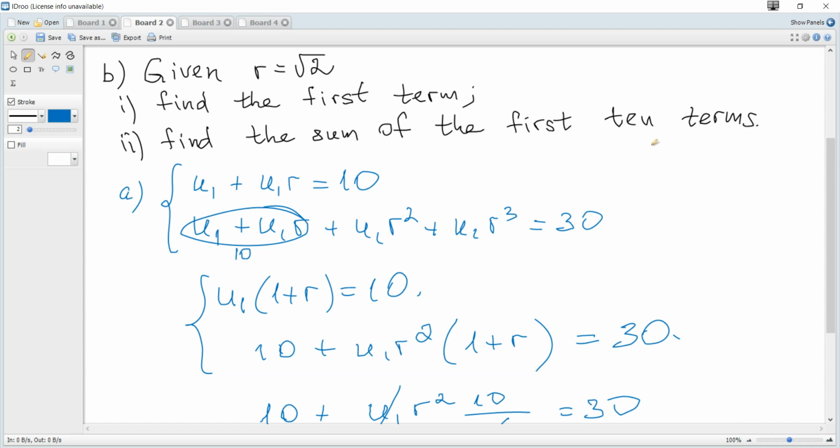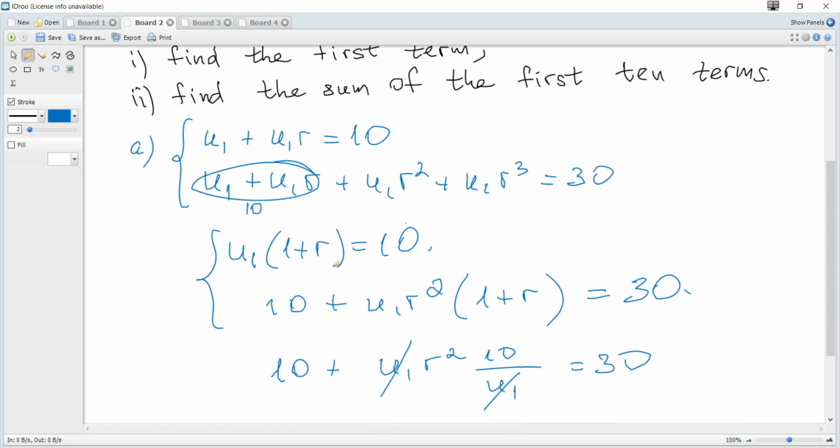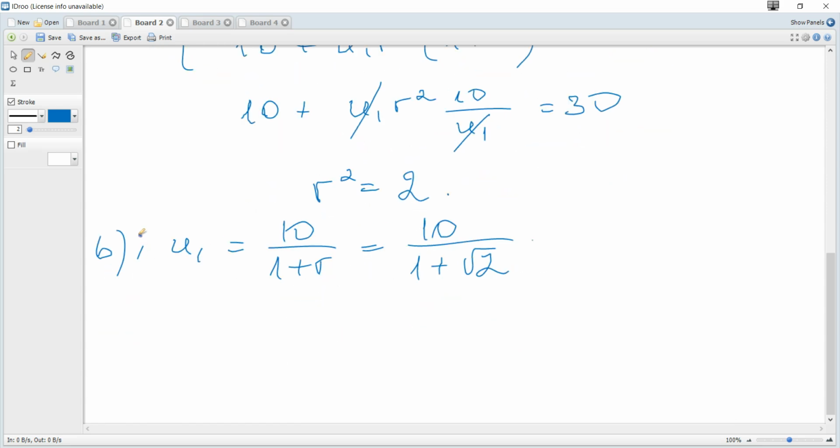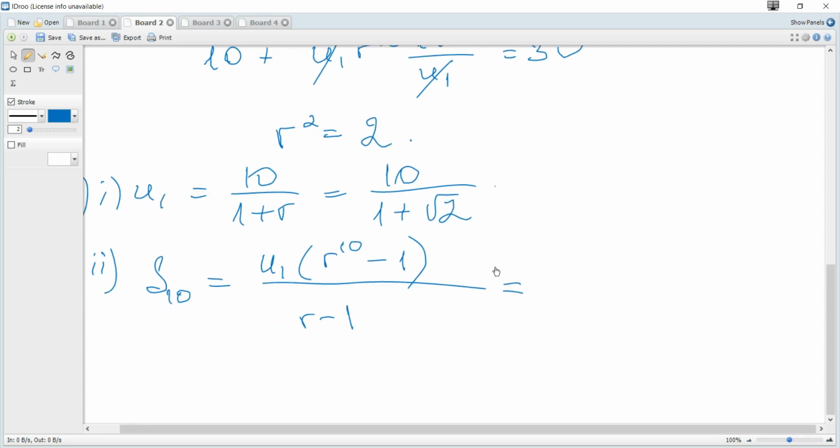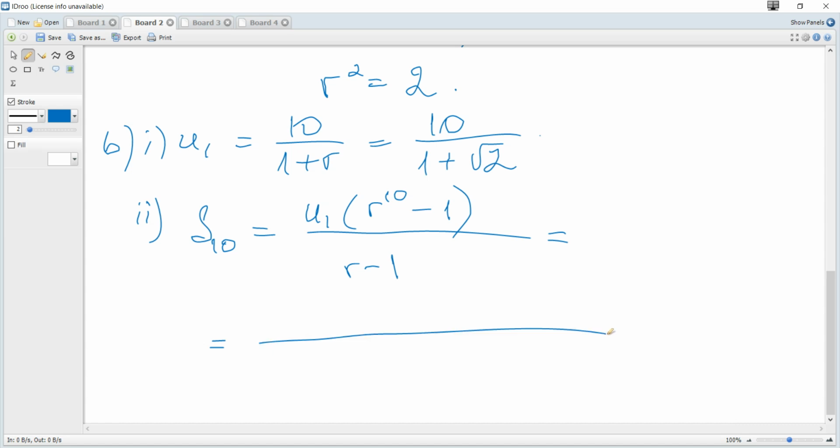Find the sum of the first 10 terms. So we need just S10. And just using the formula, it says that it's U1 times ratio to the power of 10 minus 1, over ratio minus 1. So it becomes U1, which is 10 over root 2 plus 1, or 1 plus root 2, it doesn't matter.